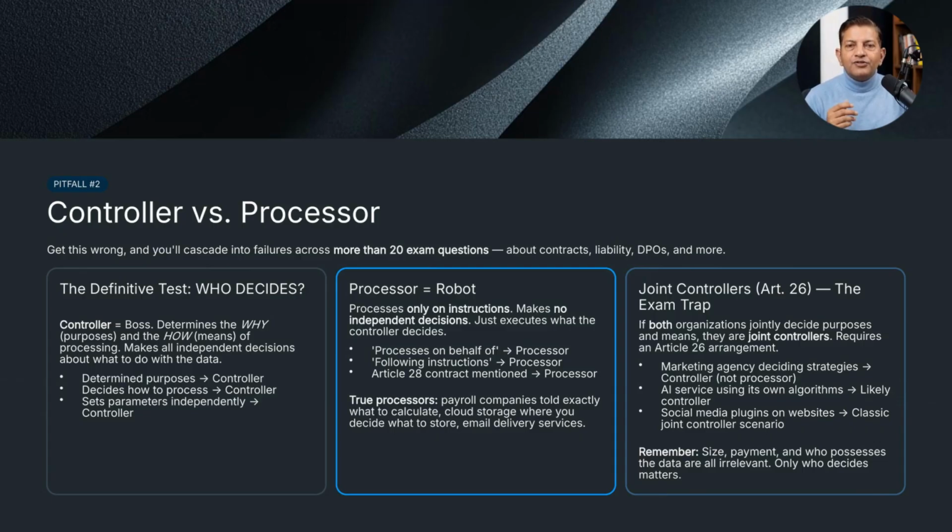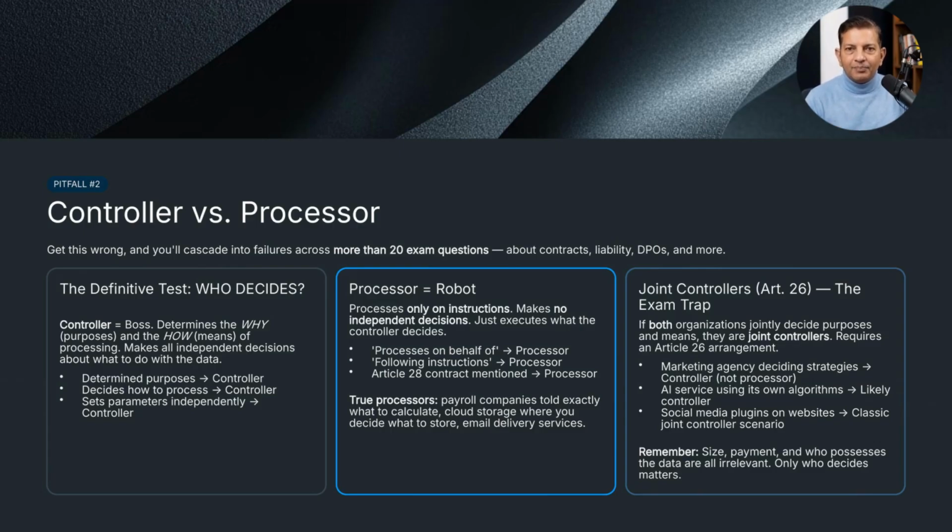Here's why students fail. They make 3 wrong assumptions. First, they think whoever owns the data is the controller. Wrong. Second, they think big company equals controller, small vendor equals processor. Also wrong. Third, they think if you pay someone, they're automatically your processor. Wrong again. The real problem, students focus on who has the data instead of who makes the decisions about processing it. Here's how this trips you up on the exam.